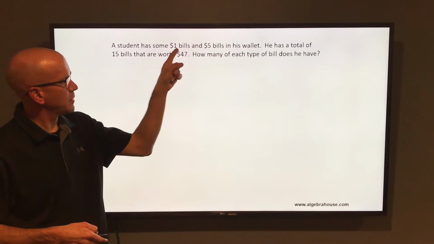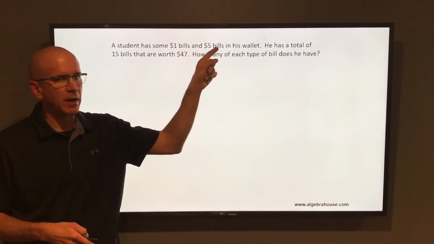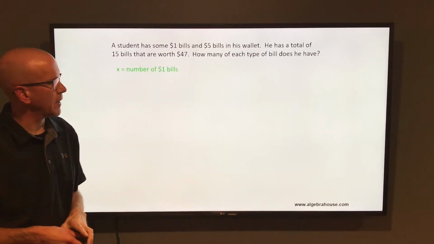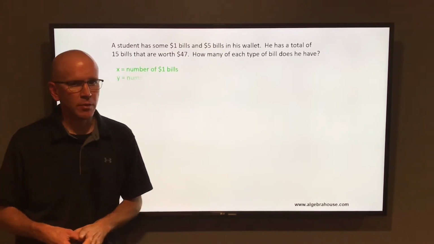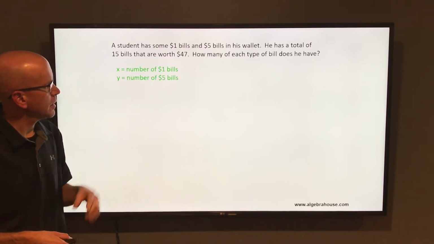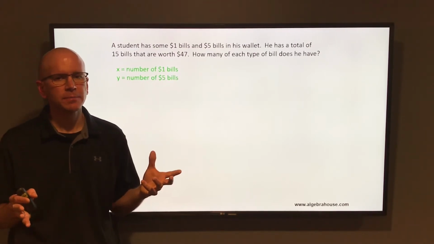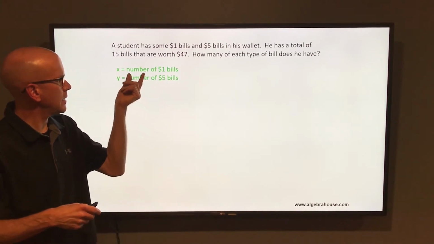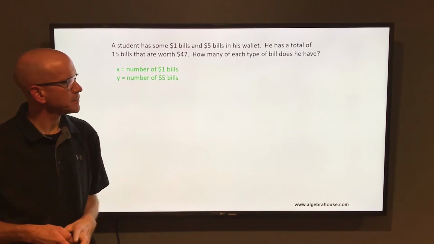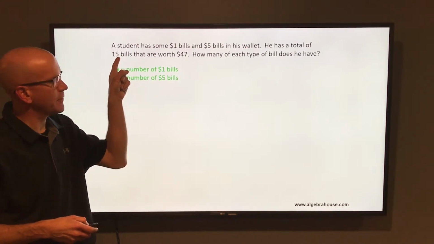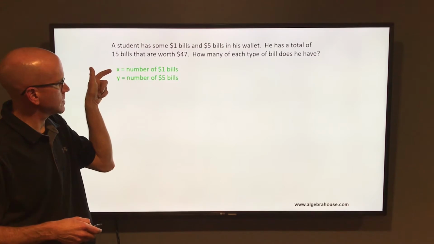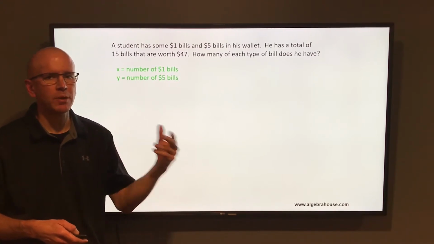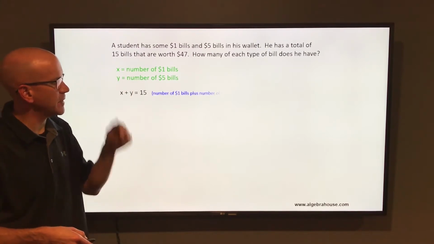So you have two types of bills here. You have $1 bills and $5 bills. You need to know how many of each type. So X is going to equal the number of $1 bills, and Y is going to equal the number of $5 bills. Now you need to make two equations so that you can solve that system of two equations and decide what number of bills there are. So one equation, since he has 15 bills total, X is the number of $1 bills, Y is the number of $5 bills. That means if you take X plus Y, that's going to equal 15.